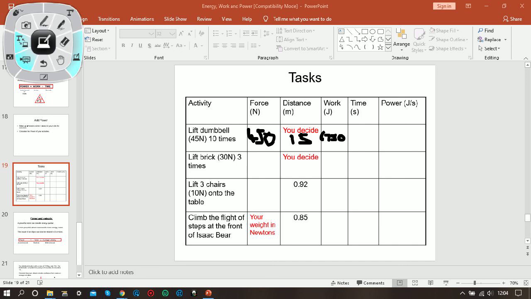Okay. Time. Now, again, this is completely up to you. We would have done this in class. We would have recorded it. Time to lift it 10 times. So I don't know, about 2 seconds each one. So about 20 seconds maybe. That seems pretty quick to me. I don't really know. Not like I see the inside of a gym very often.